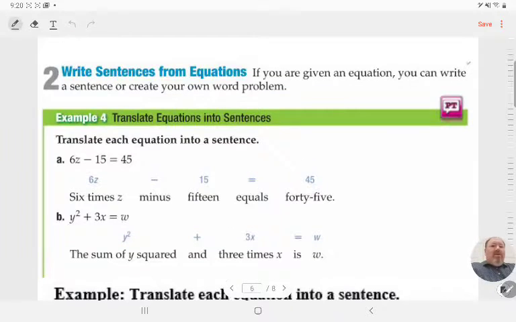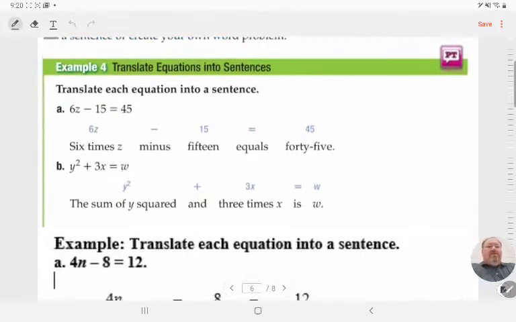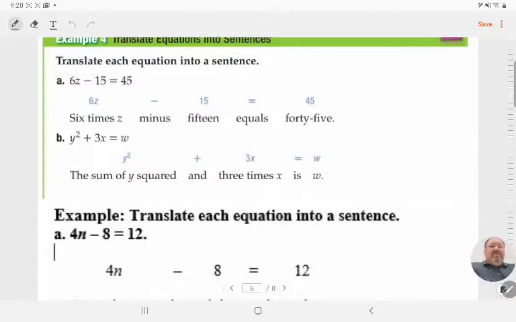All right. Now we're going to write sentences from equations. So we're going to go the other way. Okay? If you're given an equation, you can write a sentence to create your own word problem. So translate each equation into a sentence. 6z minus 15 equals 45. So we just write that out. 6 times z minus 15 equals 45.